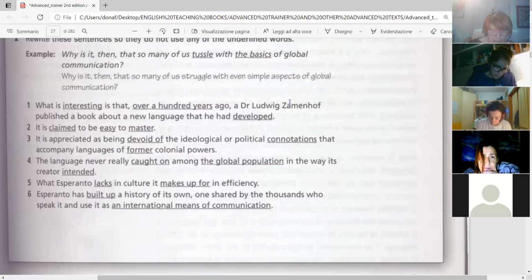That accompany languages of places that have been colonial powers. Previous. Okay. Previous or erstwhile, but previous probably is previous colonial powers. Okay, good. Okay, Fra.